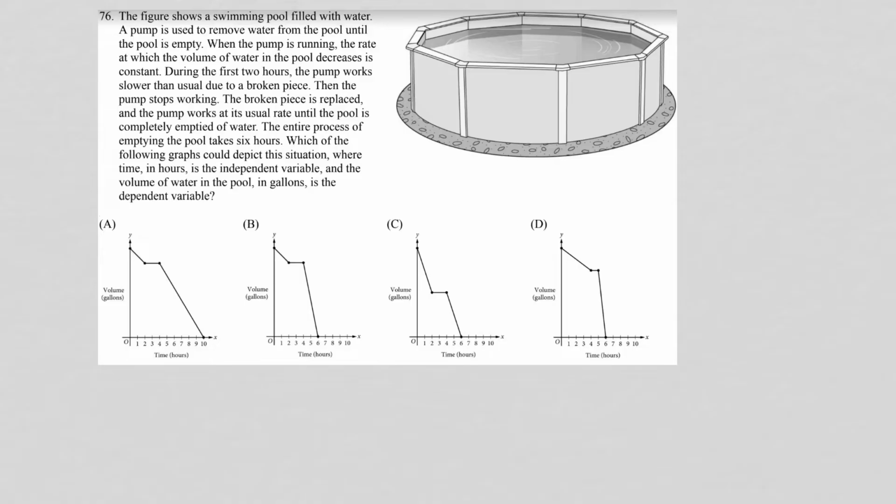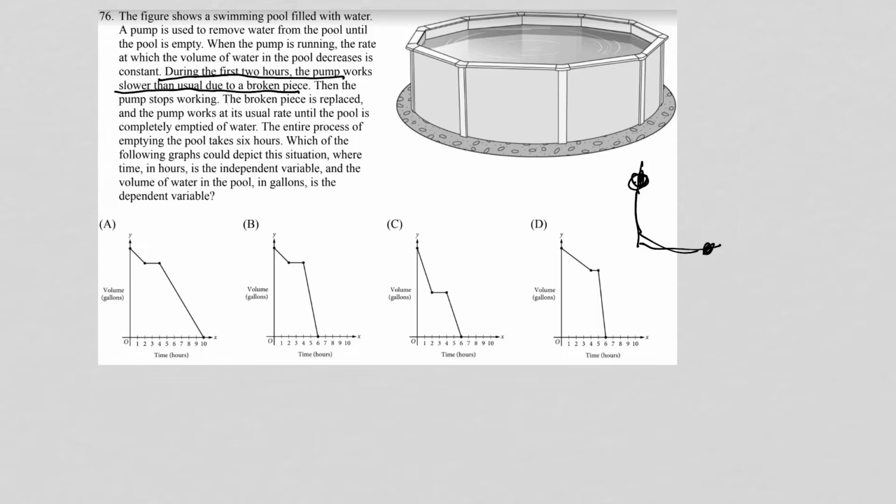So basically, the pool starts off with a lot of water, and eventually it has no water. But there's a lot of ways that you can get from full to empty, and that's what these graphs are showing. So it says the rate at which the volume decreases is constant. During the first 2 hours, the pump works slower than usual due to a broken piece.